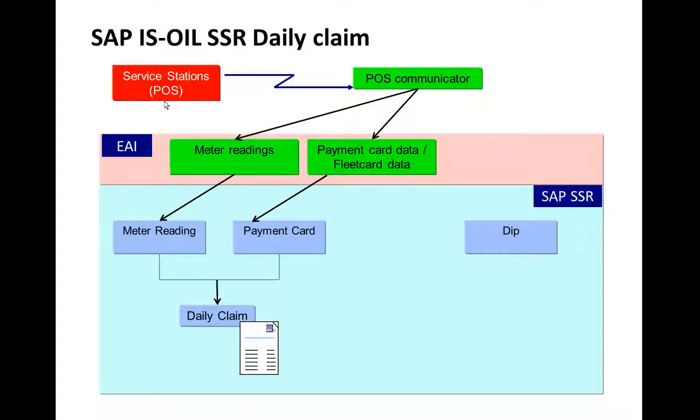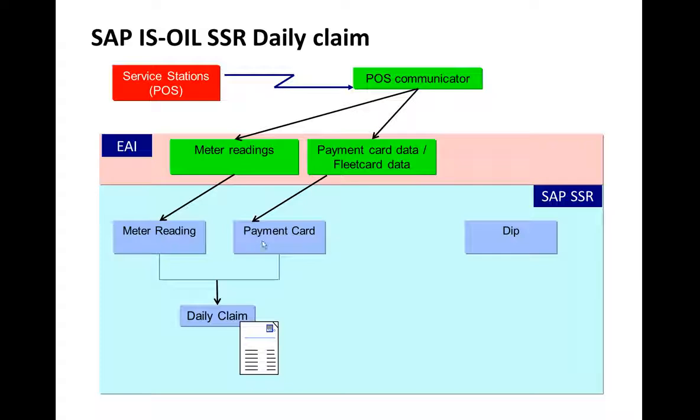If you look at the information which is normally needed to create a daily claim, and the daily claim is more like, let's say, a cash calculation of the money you expect from your dealer, that information will be sent from the service station to a kind of middleware where two data elements are created. First of all, the meter readings, and secondly the payment cards.